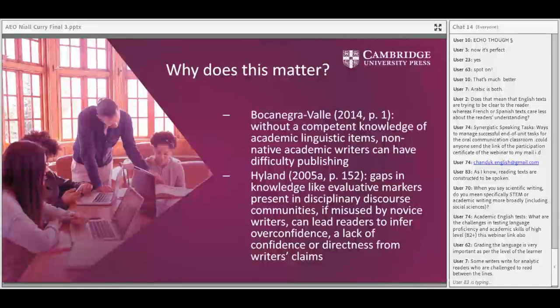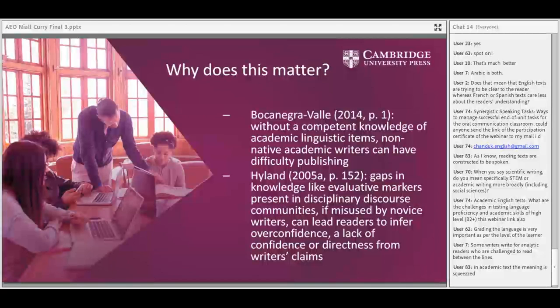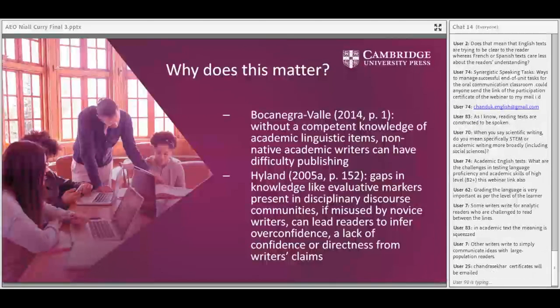It's important because what we see from the literature is that without a competent knowledge of these kind of academic linguistic items, non-native academic writers can have difficulty publishing, where most of the publishing that's happening in the world is happening among native English speakers. And much more of the research that's happening in the world is not happening within native speakers of English, it is happening in the wider academic community. But unless we can figure out what the expectations of these journal articles or these papers are, and how you can disseminate that information in a way that's expected, it can be difficult to balance out that inequality.